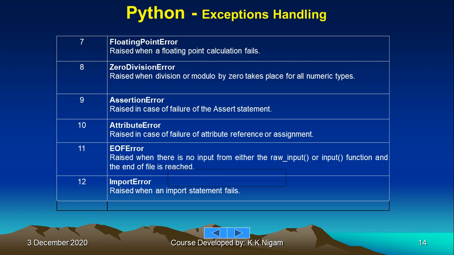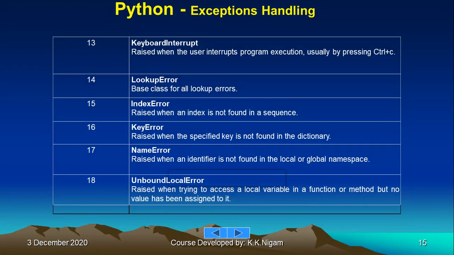Attribute error: raised in case of failure of attribute reference or assignment. End of file error: raised when there is no input from either the raw input or the input function and the end of file is reached. Import error: raised when an import statement fails. Then the next is keyboard interrupt: raised when the user interrupts program execution, usually by pressing Ctrl C. That means you want to abort.